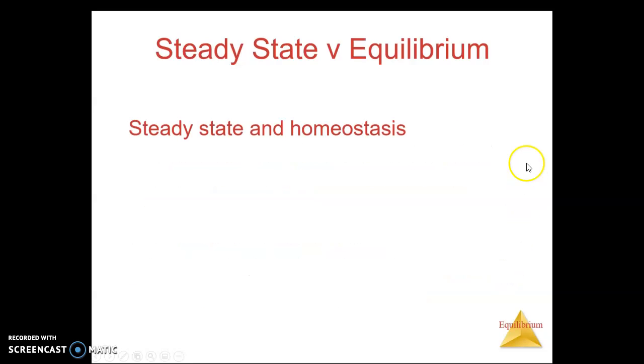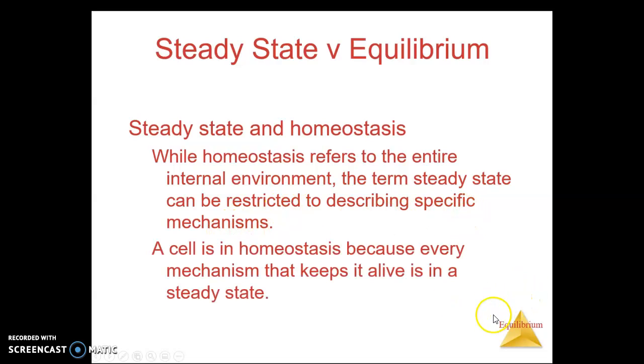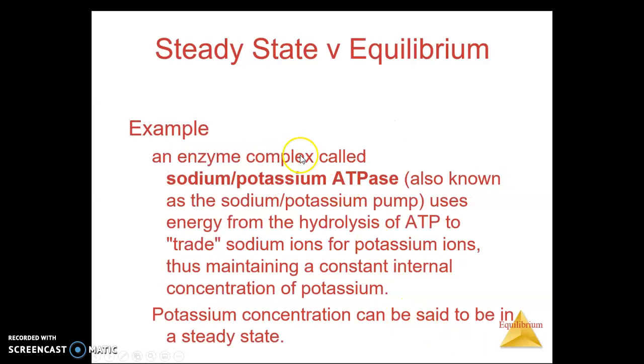Steady state and homeostasis. Homeostasis refers to the entire internal environment of the organism, or the cell, for instance. The term steady state can be restricted to describing specific mechanisms. But a cell is in homeostasis because every mechanism keeping it alive remains in a steady state. Okay, example. We won't be real detailed about this.